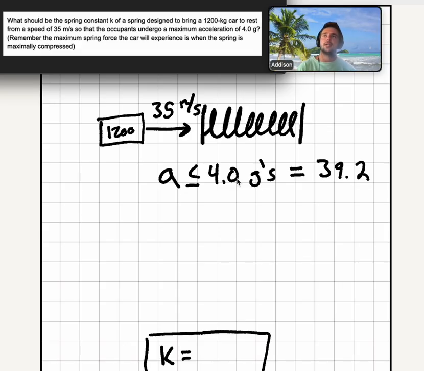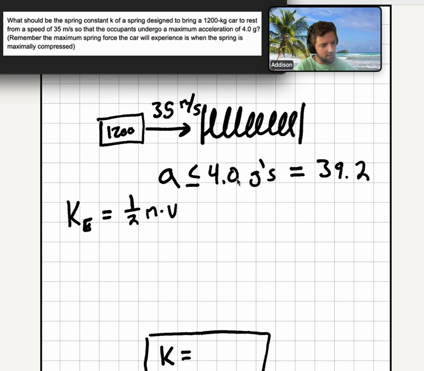Okay. So now let's take a look. What do we know about this car in the beginning? Well, we know that it's traveling 35 meters per second and it's 1,200 kilograms. So the easiest thing to do is going to be to calculate the kinetic energy of our car, which of course is 1/2 mass times velocity squared. So let's go ahead and calculate that, and we get 735,000 as our kinetic energy.